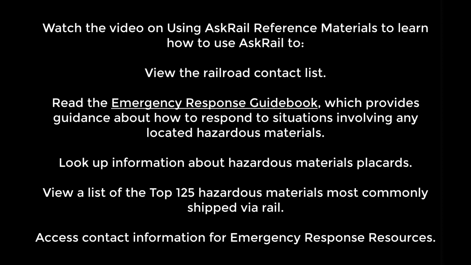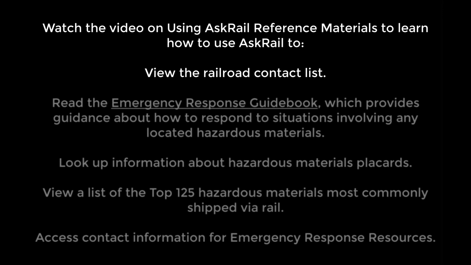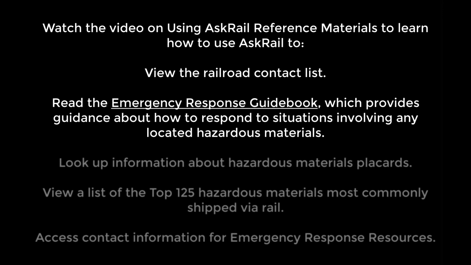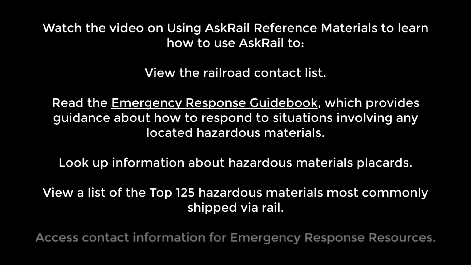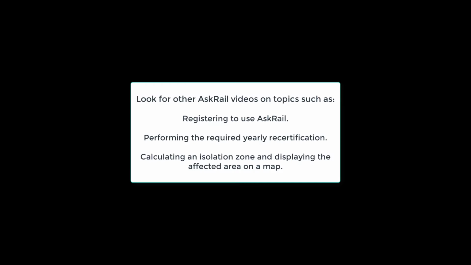Watch the video on using AskRail reference materials to learn how to use AskRail to view the railroad contact list, read published guidance on how to respond to situations involving any located hazardous materials, look up information about hazardous materials placards, view a list of the top 125 hazardous materials most commonly shipped via rail, and access contact information for emergency response resources. Look for other AskRail videos on topics such as registering to use AskRail, performing the required yearly recertification, and calculating an isolation zone and displaying the affected area on a map.